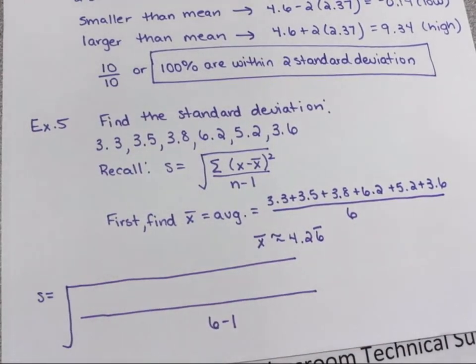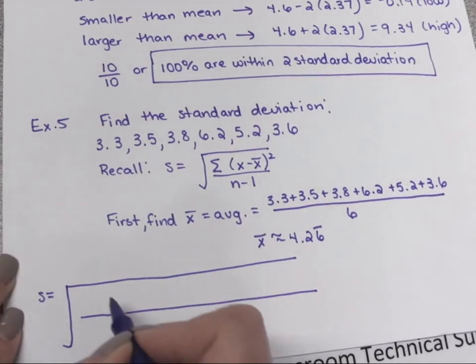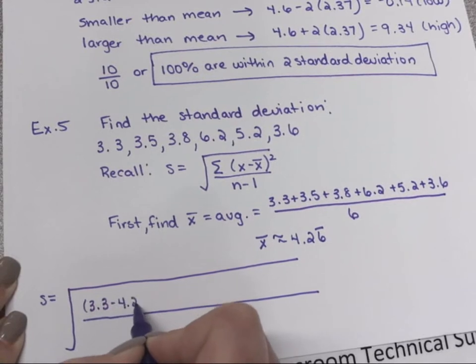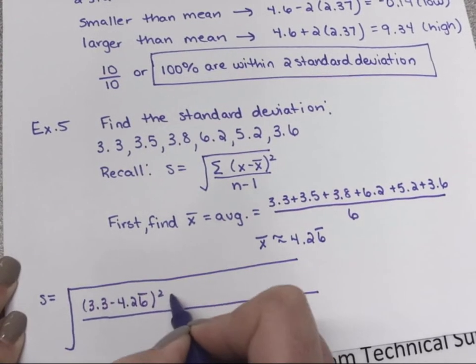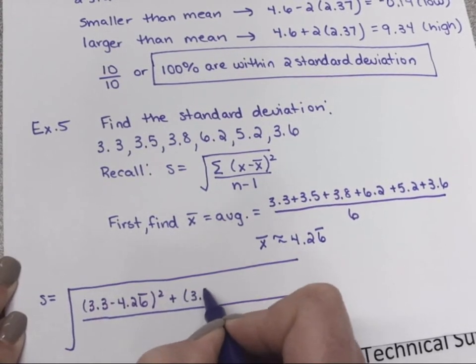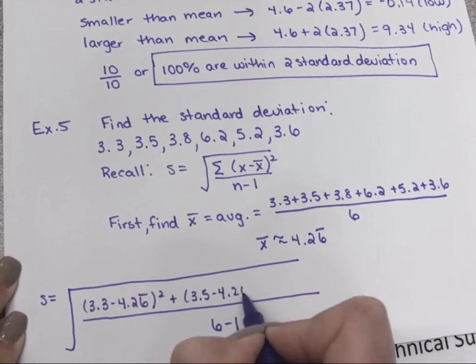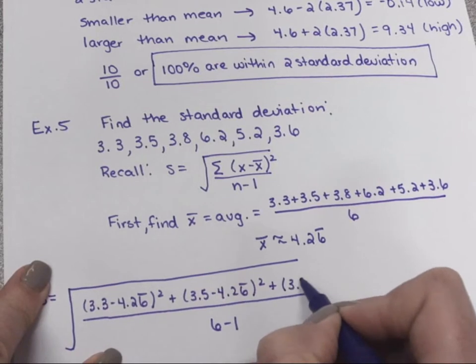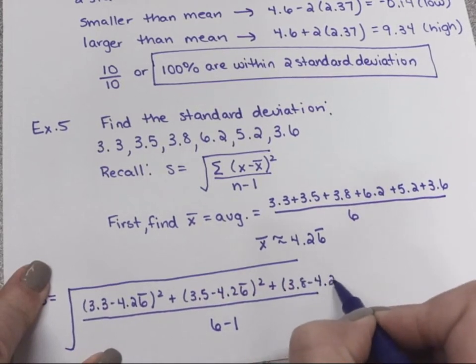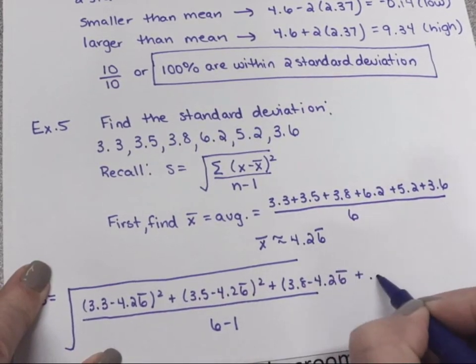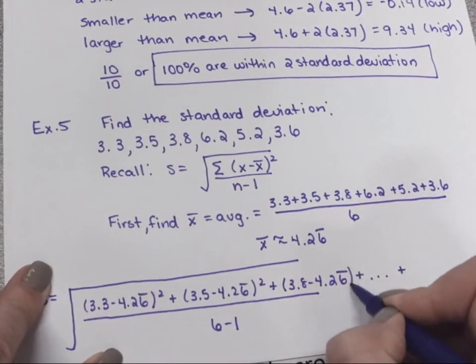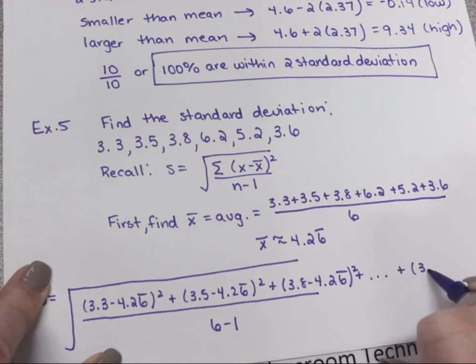Okay, so rather than showing it in table format, you can just be like, okay, first I'm going to take the first value minus the average squared, and then I'm going to take the second value minus the average squared. And then I'm going to take the third value. I think you see the point, right? And I'm going to do that until I go all the way through the list. So I'm going to be kind of lazy here and say all the way to the end, which the last one would be what? 3.6 minus that average squared.